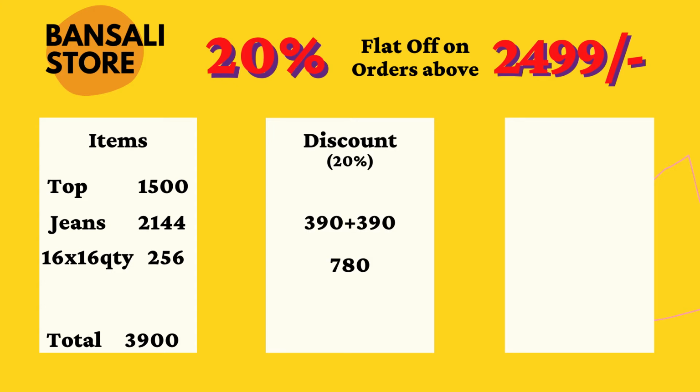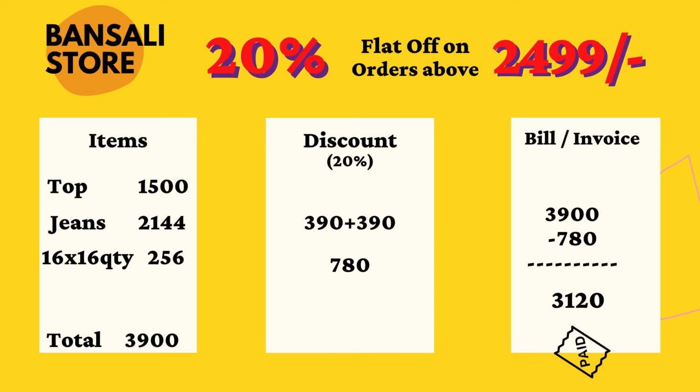So what is 20% of 3900? It is 780. How did I calculate it? 3900 divided by 10 is 10%, and you just have to double it. Now if you subtract 780 from 3900, you will get 3120. You are happy, it fits under your budget.